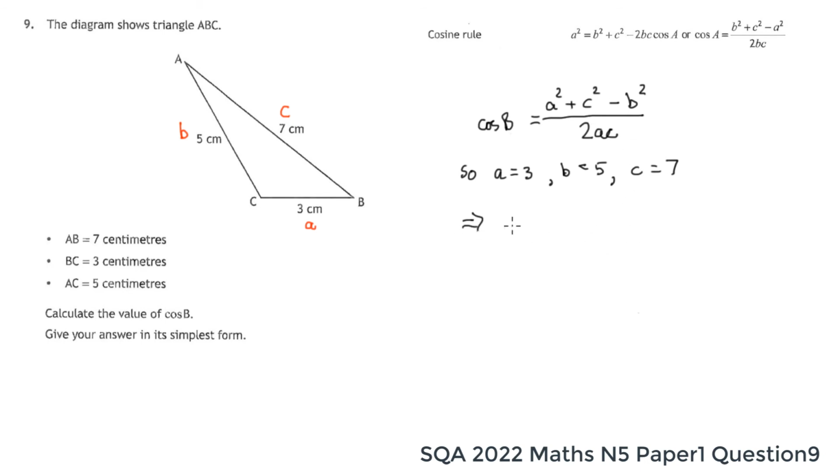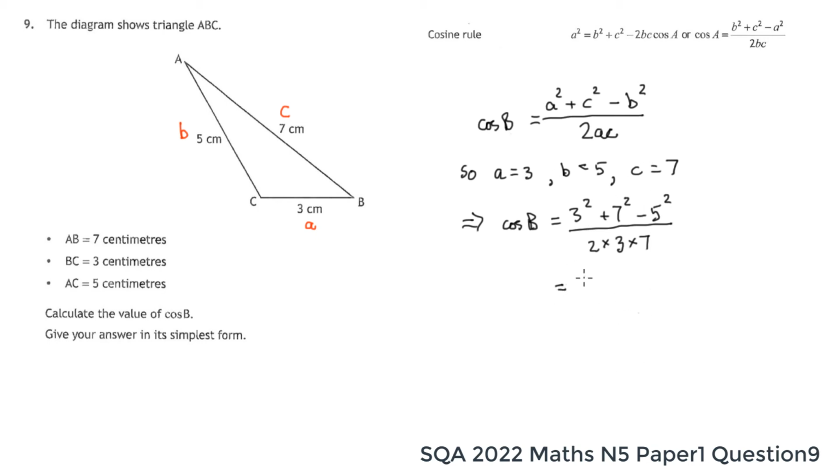So that means therefore that cosine of B will be equal to 3 squared plus 7 squared minus 5 squared, and that answer divided by twice A times C. So all I've done is substituted the values of the letters for the values we were given.